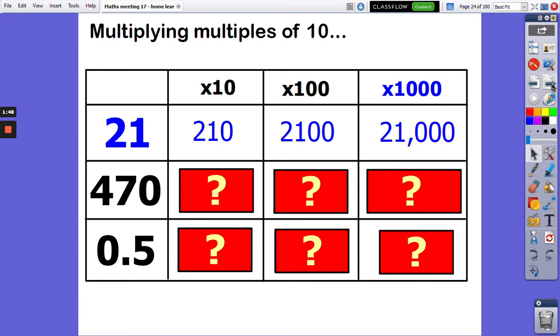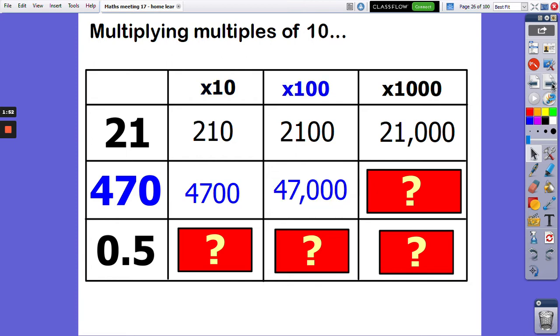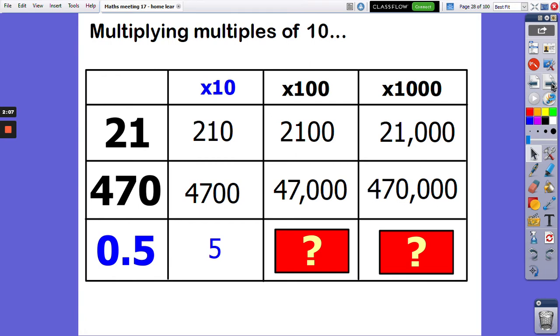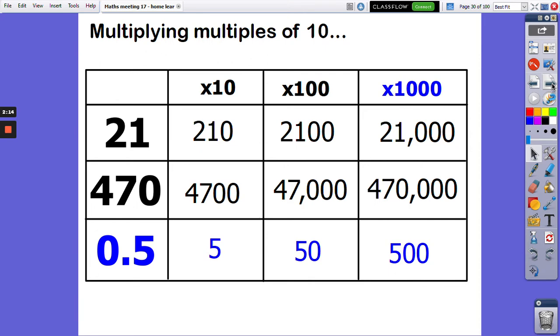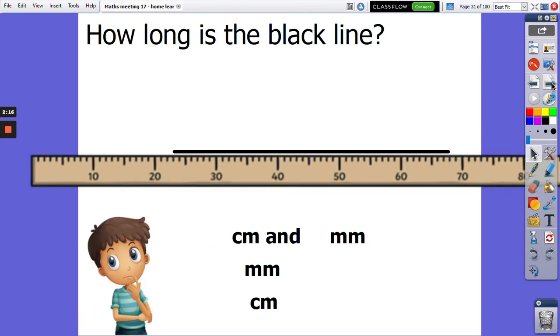470 times 10 is 4,700. 470 times 100 is 47,000. And 470 times 1,000 is 470,000. Now this next one might be a little bit tricky. Remember, 0.5 is the same as saying 1/2. That might help us here. 0.5 times 10 is 5. 0.5 times 100 is 50. And 0.5 times 1,000 is 500. Well done if you got all 9 of those correct.